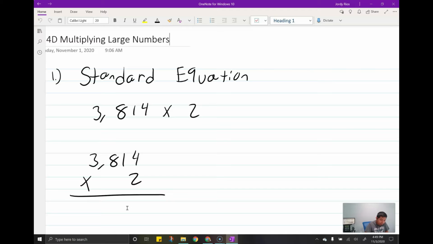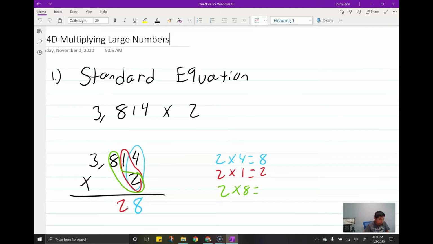Okay, so now when I do this, I'm going to be multiplying one thing at a time, okay? So 2 times 4, which is what? 2 times 4 is 8, good. So I'm going to put 8 right there. Next, 2 times 1. Which is what? 2, good. Next I would do 2 times 8, which is what? 16, good. Remember, 2 digits cannot go in one place value, okay?